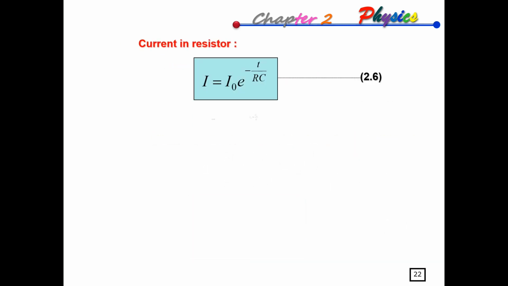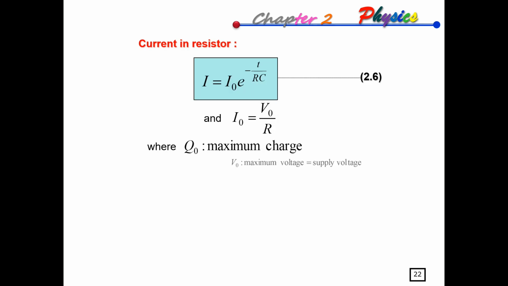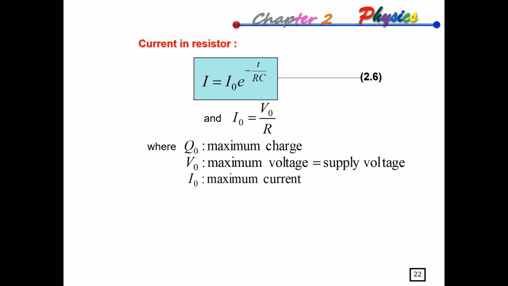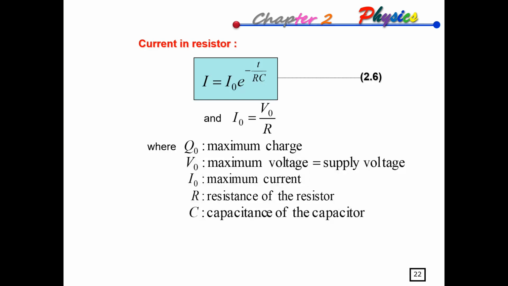Okay, so here I or current will have a slightly different equation, because from what we have seen in the previous graph, the I versus T graph is not the same as the V versus T and Q versus T graphs. So here I equals I naught times e to the power of negative t over RC, where I naught equals V naught over R.